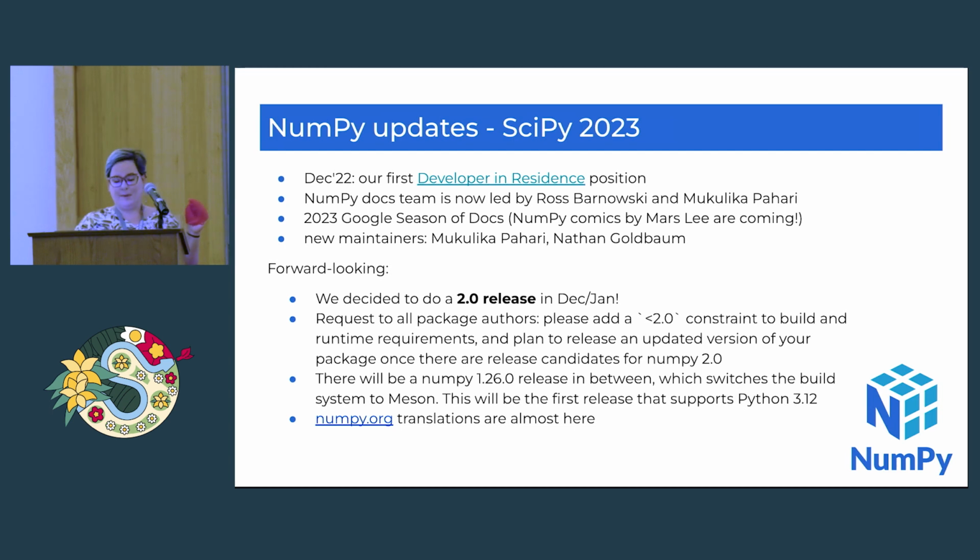To the future, we have a couple of things to look forward to. We have a big release coming up in around December, January, if everything goes well. So we'll have a 2.0. Get ready, this is going to be disruptive. We request that all package authors please add a smaller than 2.0 constraint to build and runtime requirements, and plan to release an updated version of your package once there are release candidates for NumPy 2.0. There will be a NumPy 1.26 release in between, which switches the build system to Meson. This will be the first release that supports Python 3.12.